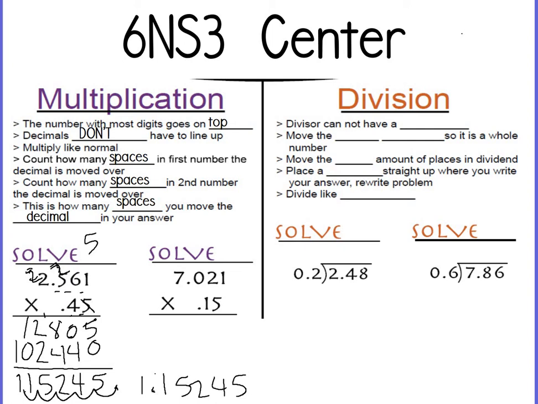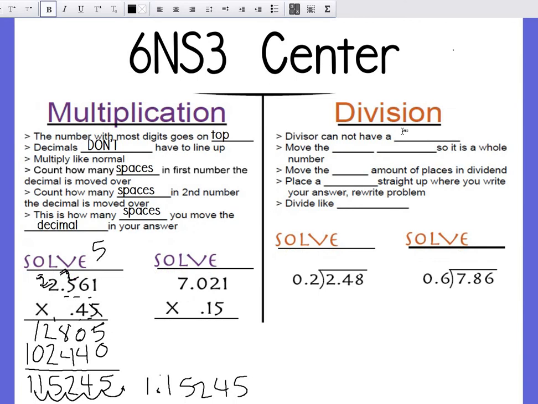All right. So then here with division, the divisor cannot have a decimal. So it might start with 1, but it's going to end up moving. So move the decimal right so it becomes a whole number. Move the same amount of places in the dividend. Place a decimal straight up where you write your answer. And then divide like normal.